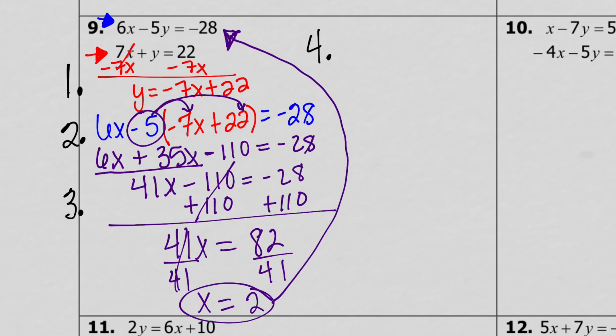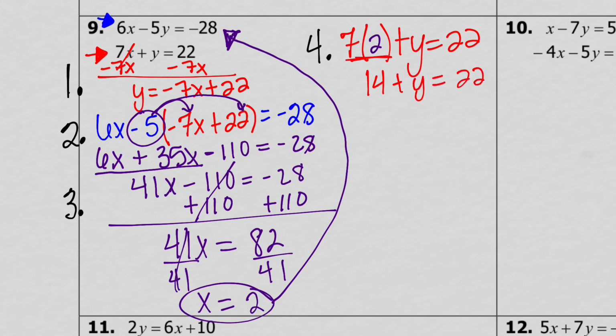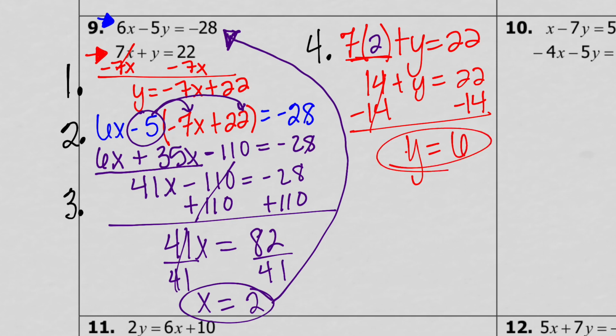Let's do that. Let's do 7 times 2 plus y equals 22. We're going to multiply our 7 times our 2 and get 14 plus y equals 22. Then we are going to subtract 14 from both sides and get y equals 6. So our final answer, our coordinate, is going to be 2, 6.